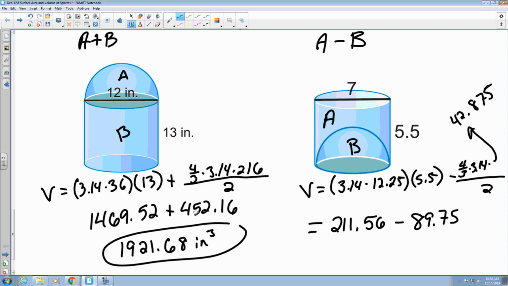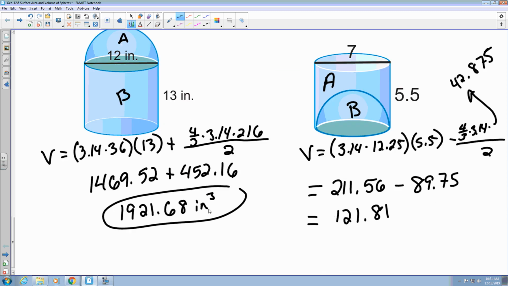So now I get something close to 89.75. To find the volume of the composite, I'm going to take 211.56, subtract 89.75, and I get a total of 121.81. There's no units, so we'll call it cubic units.